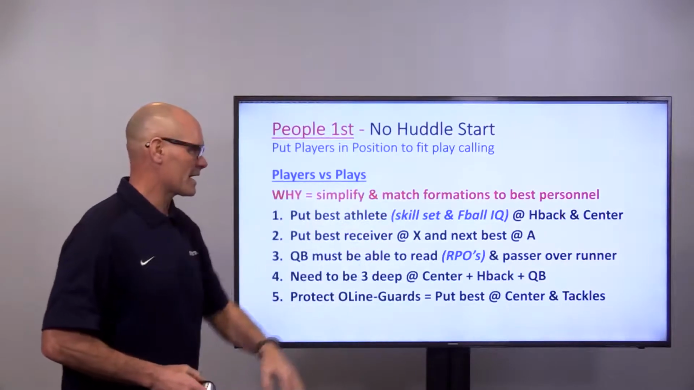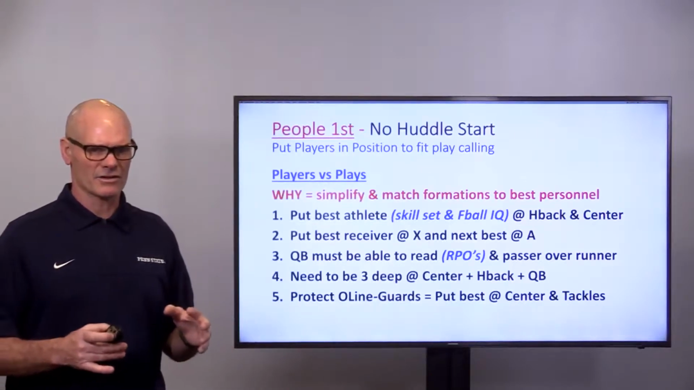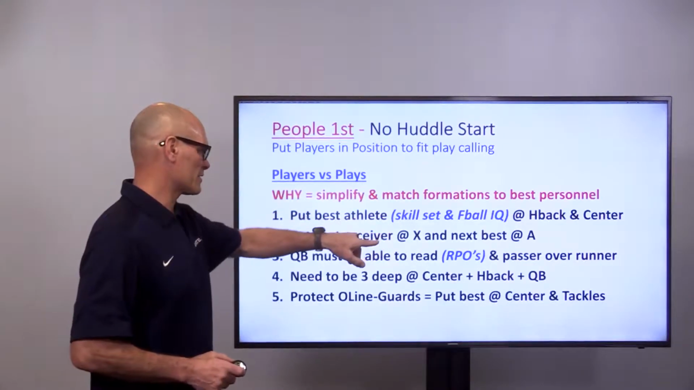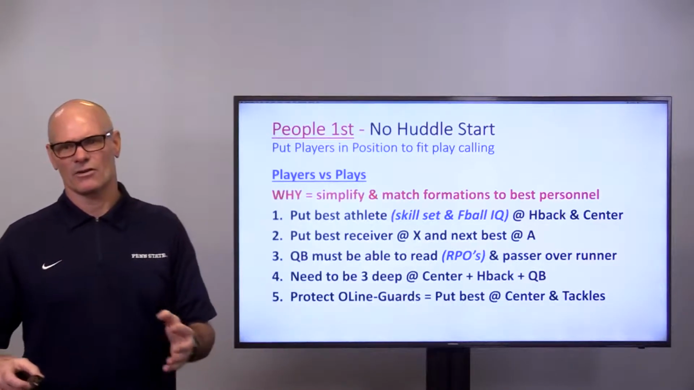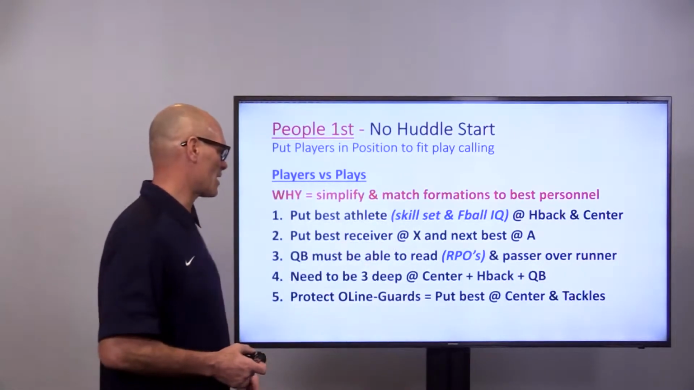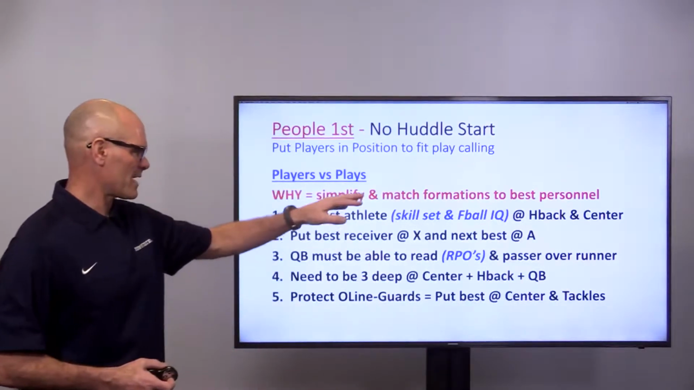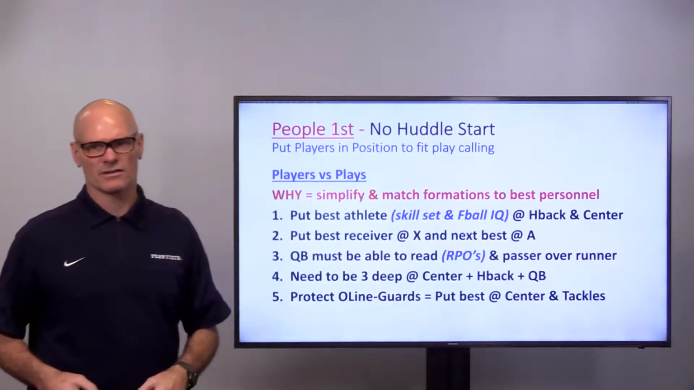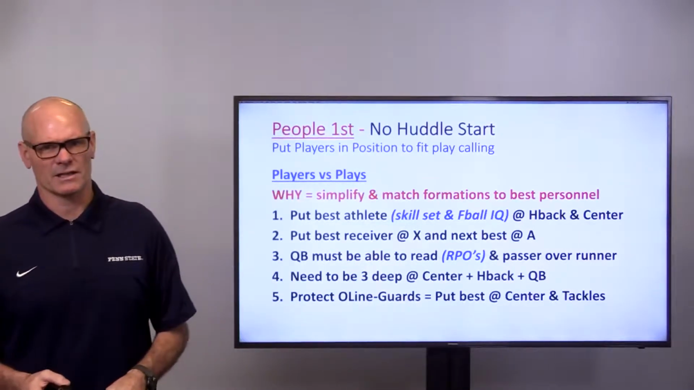First off, the H-back and the center are key people in this whole thing. So we want to take people that have obviously a high skill set, but a good football IQ at those two positions. Your X and your A, and you'll see it when I show formations, need to be your best receivers. I prefer a quarterback that's a passer over a runner. Ideally, it is a true dual threat, but they have to be able to make these RPO run-pass option reads. Again, you need depth at center, halfback, and quarterback to keep the system intact. And then last, we can protect your guards using personnel this way. Your center and your tackles kind of sandwich them and can protect them that way.